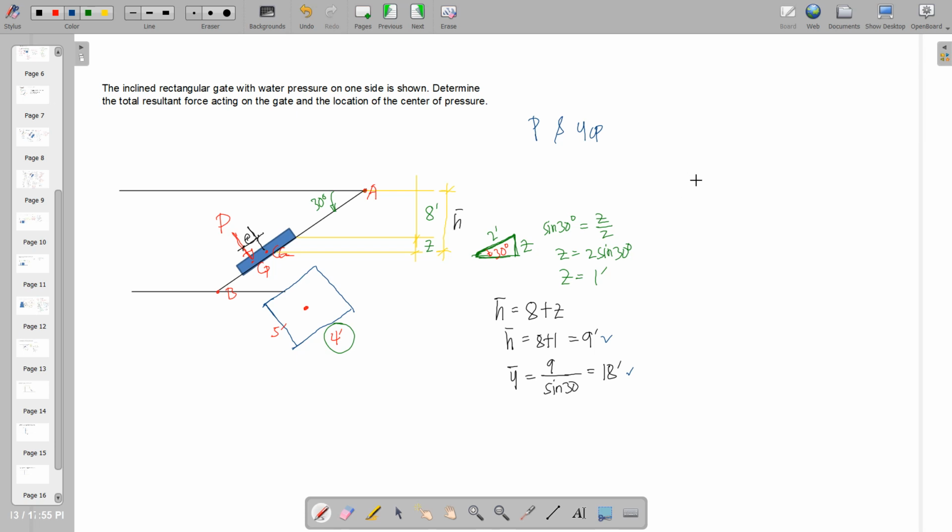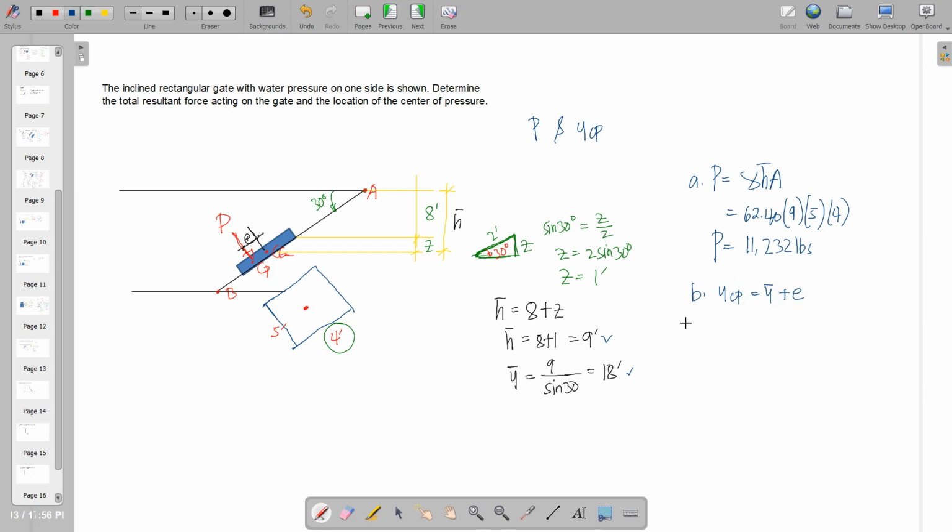Okay, so letter A, P is equal to gamma h bar A. So remember that we are in English units. So gamma for water is 62.4, h bar is 9, and the area is 5 by 4. So therefore, P is equal to 11,232 pounds.